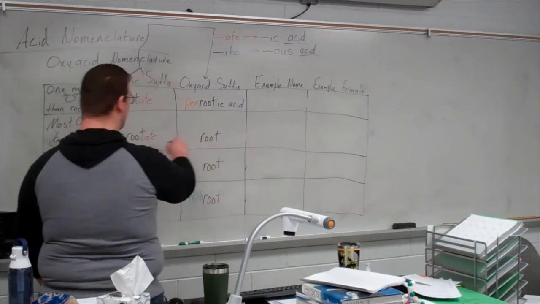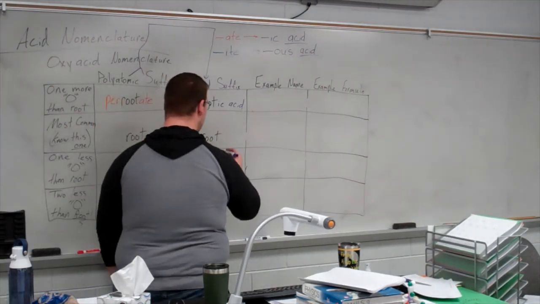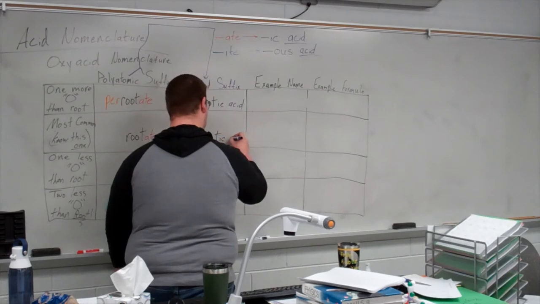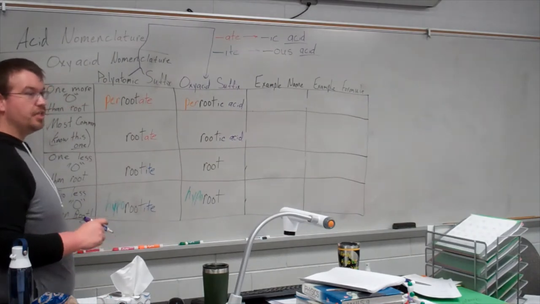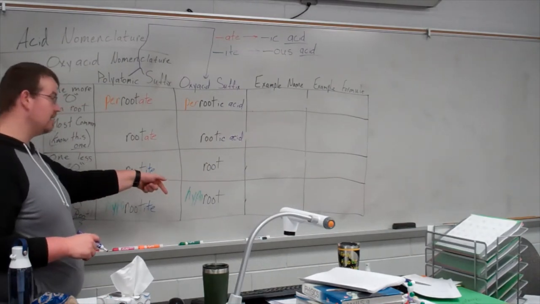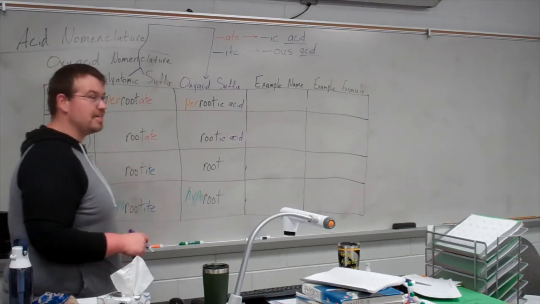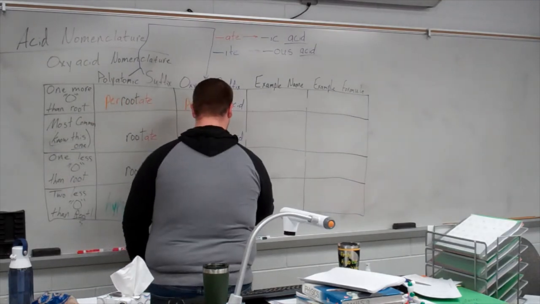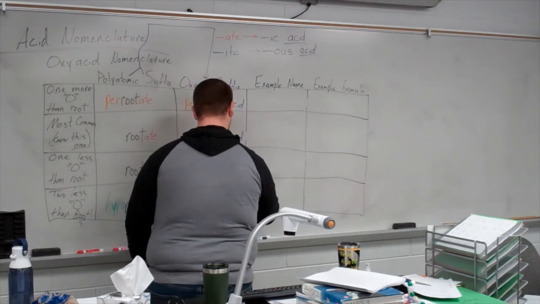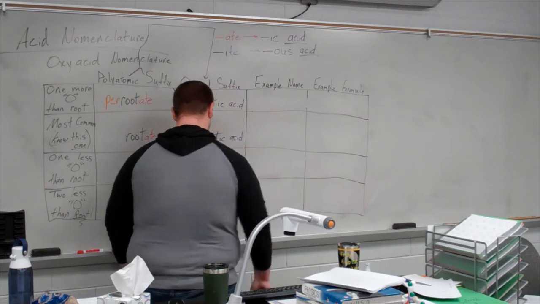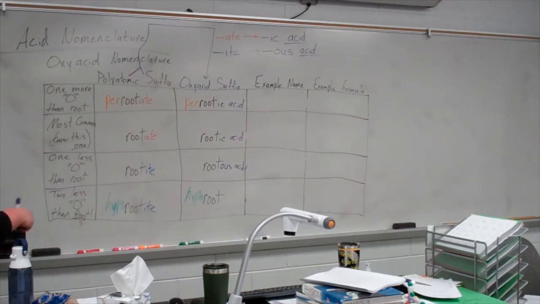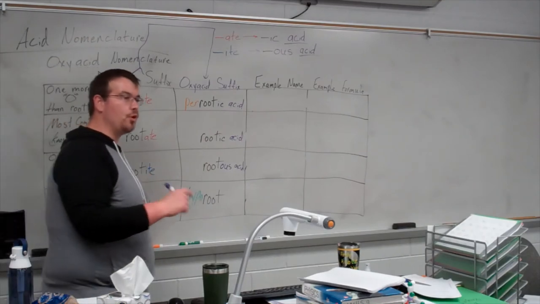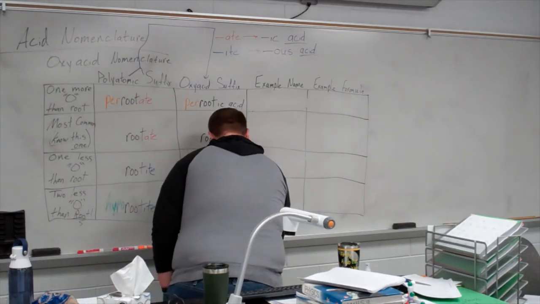Then you have root ate becomes root ic acid. Then you jump down here to root ite. It ends in ite, so we change it to root ous, O-U-S, acid. Then you have hypo root ite becomes hypo root ous acid.